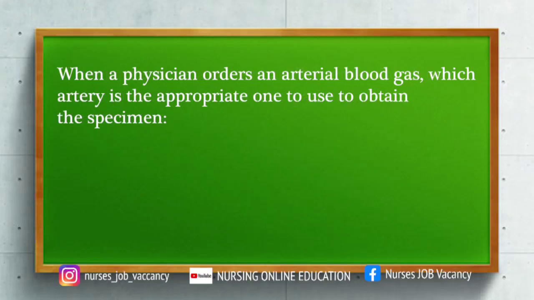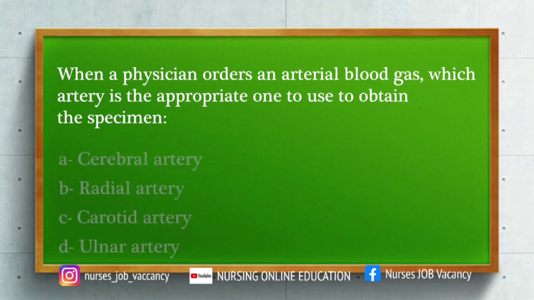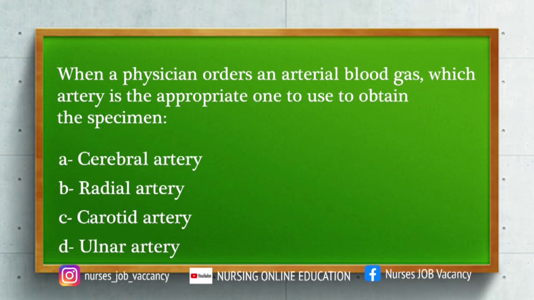Next question. When a physician orders an arterial blood gas, which artery is the appropriate one to use to obtain the specimen? A. Cerebral artery. B. Radial artery. C. Carotid artery. D. Ulnar artery. The right answer is B. Radial artery.